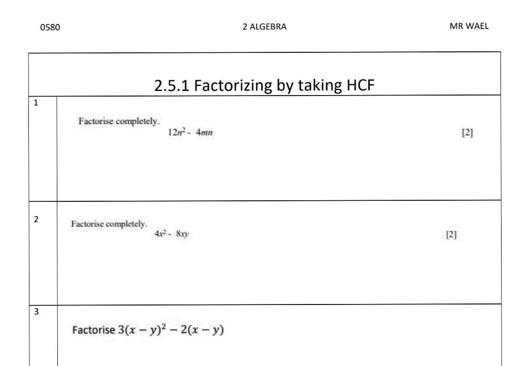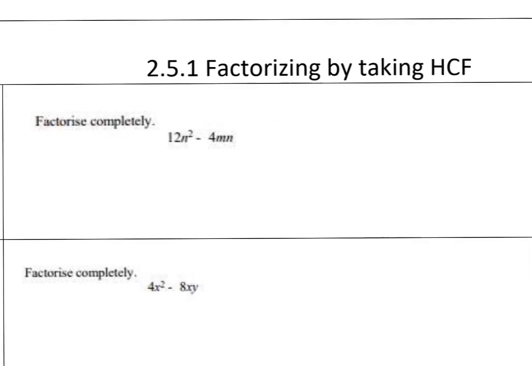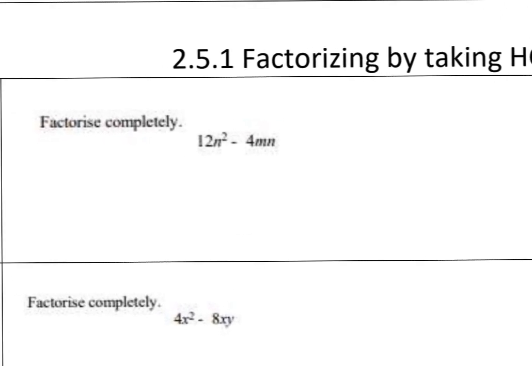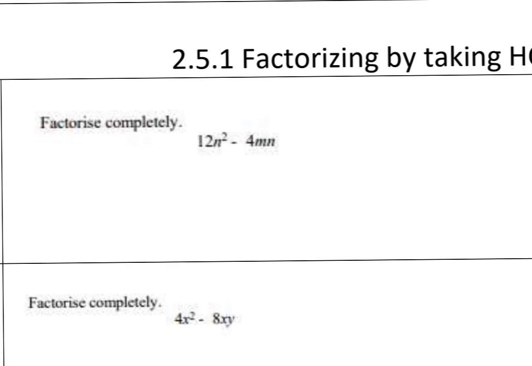Factorization by taking HCF. Number 1, factorize completely 12n squared minus 4mn. For these two terms, what is the common factor between 12n squared and 4mn? For the numbers 12 and 4, what is the HCF? 12 is divisible by 4. HCF is the highest number that 12 and 4 can both be divided by. So the highest common factor between 12 and 4 is 4.